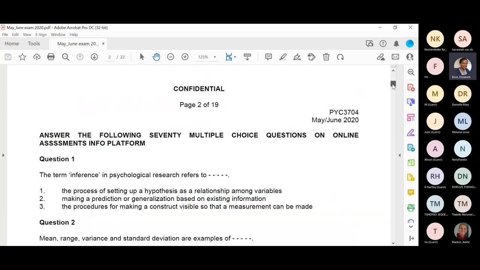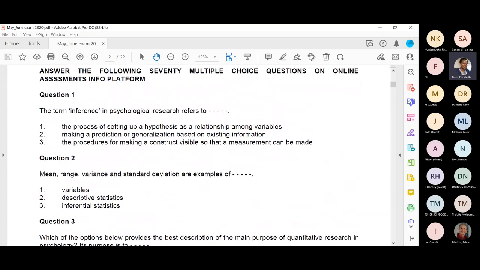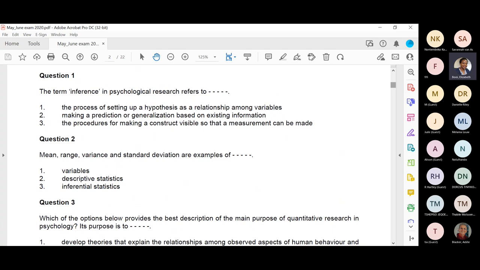So question number one. That's how I'm going to start, because I haven't prepared for this session in any other way than just going through the questions. Question number one: the term inference in psychological research refers to, and there are three statements. One, the process of setting up a hypothesis as a relationship among variables. Two, making a prediction or generalization based on existing information. Three, the procedure for making a construct visible so that a measurement can be made. Which one of the three statements is inference? It's number two, generalization. Yes, it is number two.